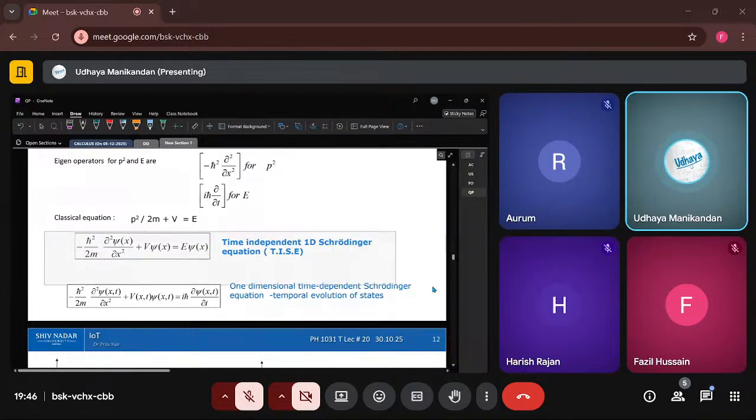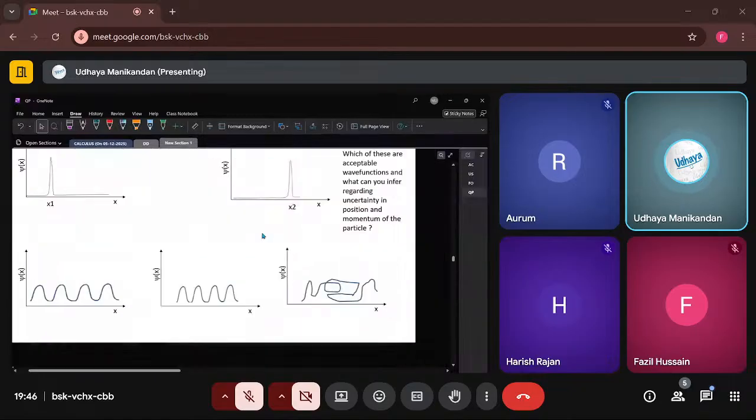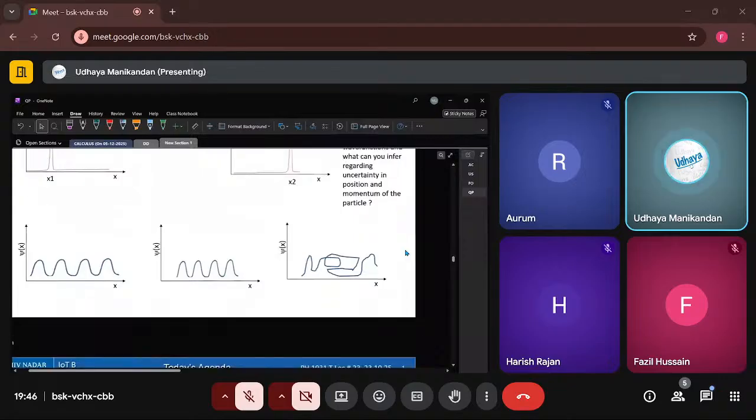So which of these are acceptable wave functions? What can we infer regarding uncertainty in position and momentum? I think this is not possible. This too cannot be possible. Just check it out. See if you have any doubts. Just consider the properties: single valued, finite, continuous, and further derivatives exist. Doubts about x1, x2? Yeah, these things are valid, I guess. That is true.